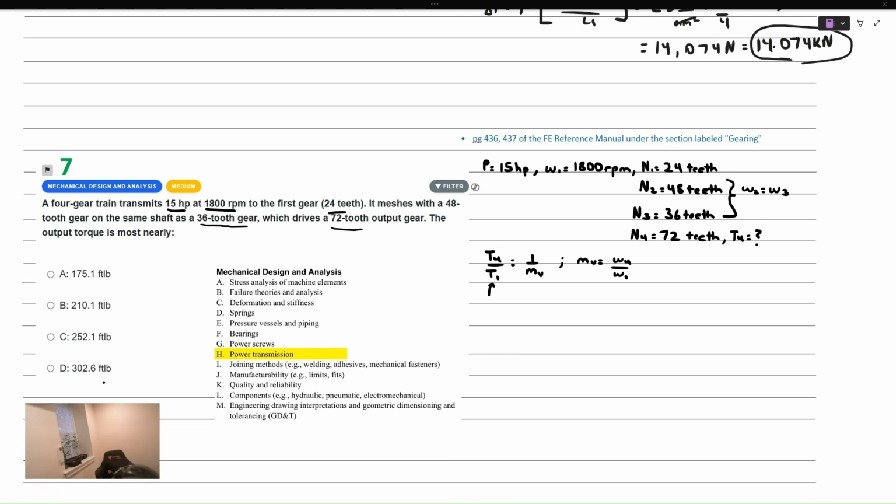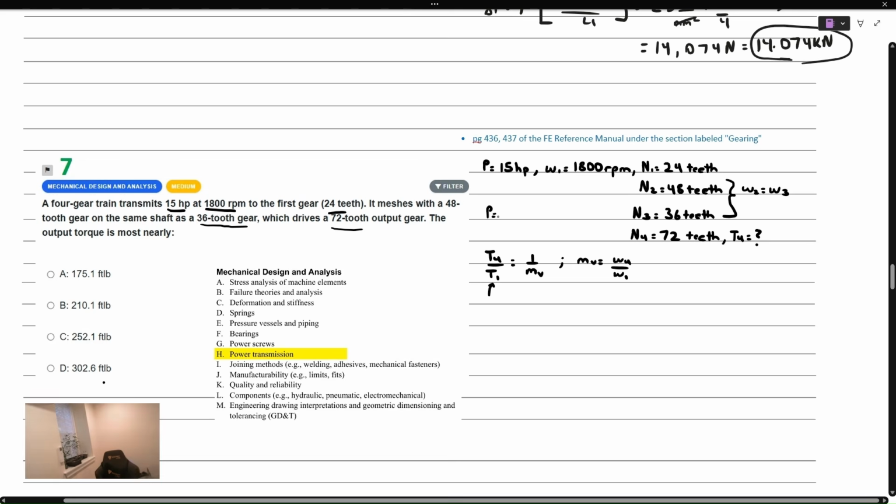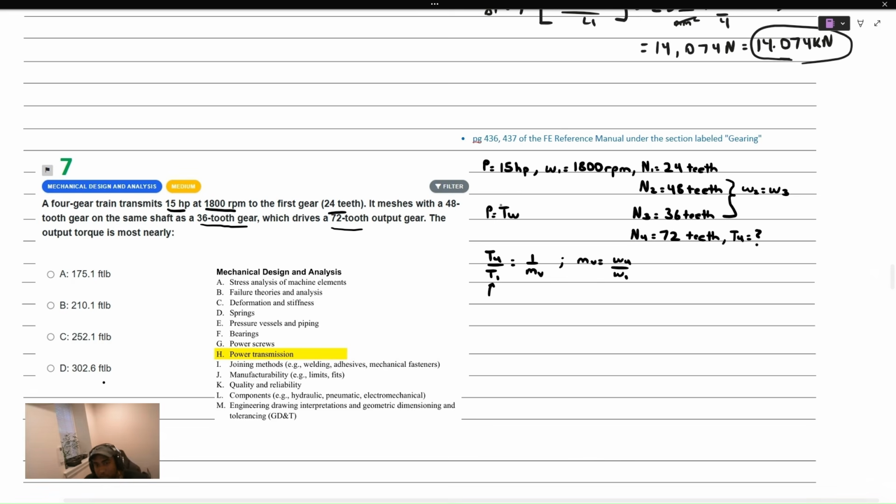Recall that power is just equal to the product of torque times angular speed. And we're not given any losses in the system, so we have to assume that conservation of energy is applicable. The power associated with the first gear is equal to that of the second gear, third gear, and fourth gear. They all have the same power, but their angular speed is constantly changing, so their torque must be constantly changing to keep the power exactly the same.